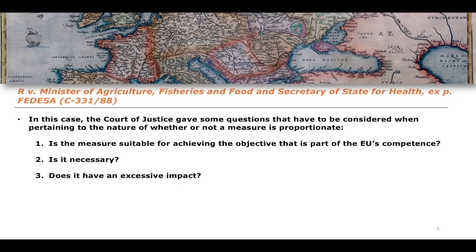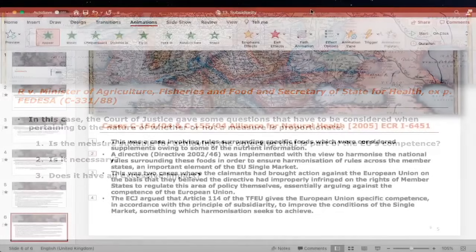And then the final question is, does it have excessive impact? Does the impact of the policy go beyond the objectives of the competence of the EU? So are there further considerations, or further implications, or further things that have to be worried about when it comes to the competence of this, when it comes to the effectiveness of this particular policy? If the policy does the thing that the EU competence gives it prescription to do, but then it goes above and beyond this and does a bunch of other stuff as well, then this suggests that it has an excessive impact and then would potentially be disproportional.